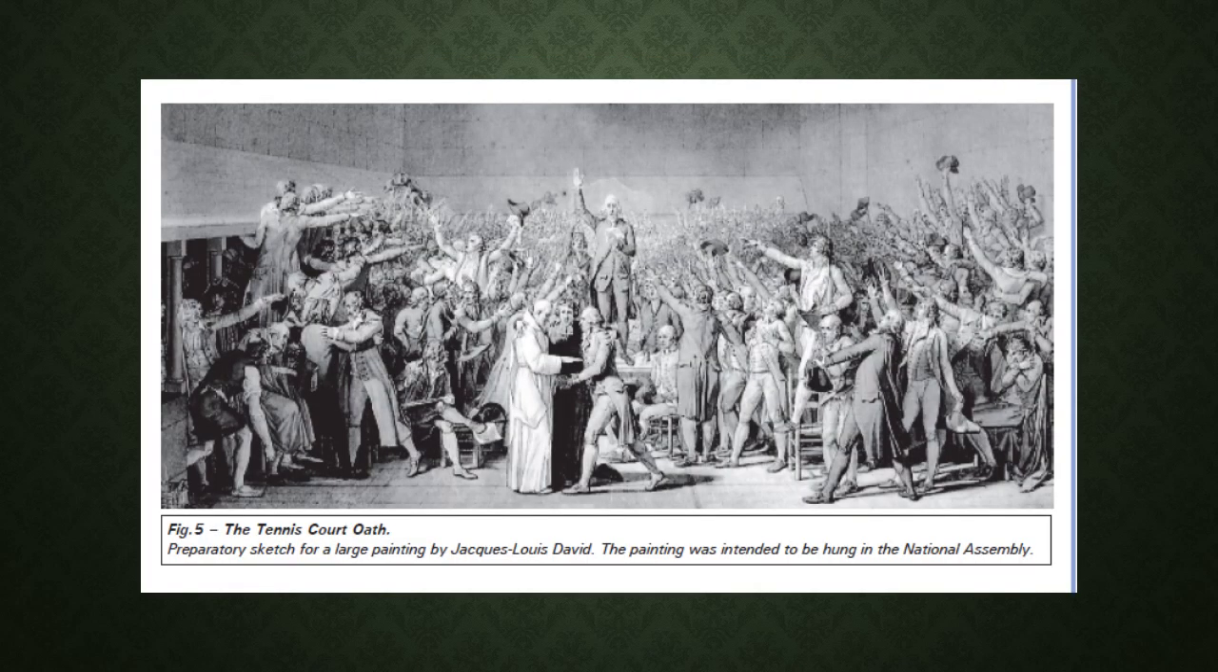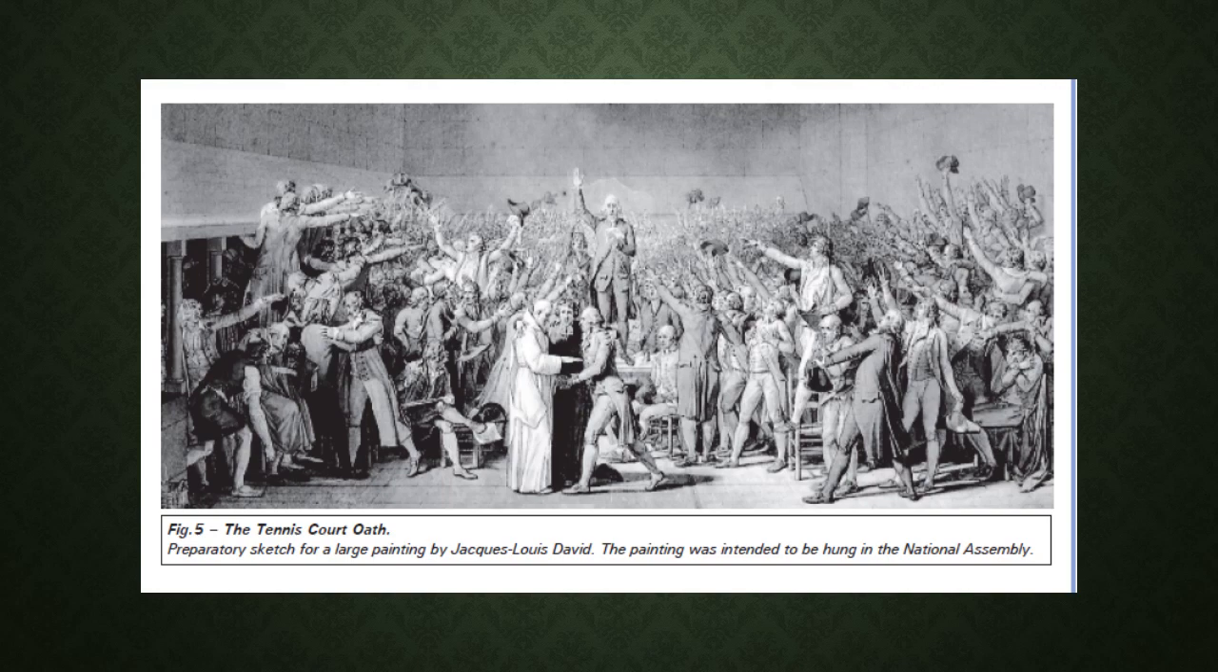So let's discuss figure 5. The Tennis Court Oath, preparatory sketch for a large painting by Jacques Louis David. The painting was intended to be hung in the National Assembly. The tennis court was a hall, an indoor stadium in Versailles. The people from different estates are taking an oath in this hall that they are definite that they will continue in the National Assembly till the work of the Constitution of France is complete. For that, the people of different estates have gathered together and they are taking the oath.